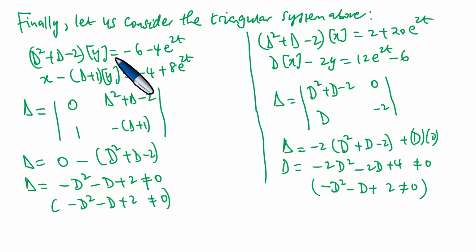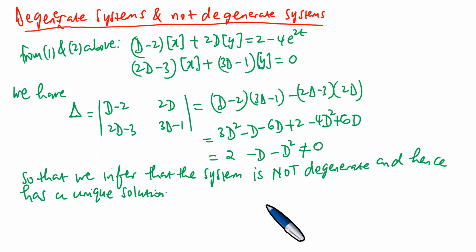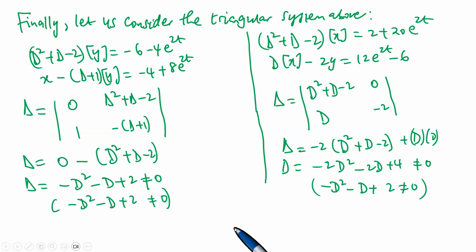But now we have that this one operating on y, this operating on x, but we're getting now the delta that is equal in both instances. Now we can even compare it with this because it's minus d squared minus d plus 2. So it doesn't matter where you calculate the delta from, we're getting the same expression from the original system to the triangular systems.